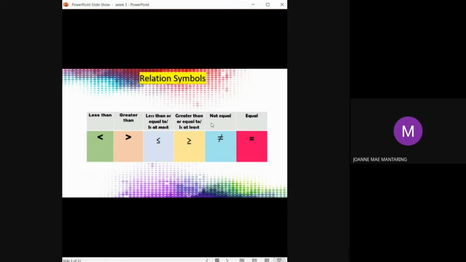Another relation symbol is not equal. So, not equal, yung equal na symbol, lalagyan mo lang ng dash, that means not equal. Kabaligtaran ng equal. Okay, at alam na alam ko naman na alam niyo na ang symbol for equal. And this is the symbol for equal.